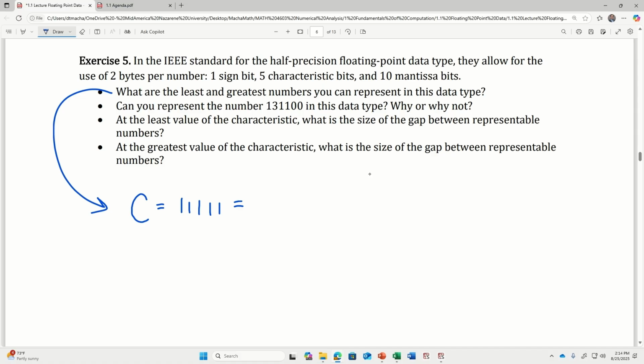In decimal, this would be 2 to the 0 power plus 2 to the 1 power plus 2 to the 2 power plus 2 to the 3 power plus 2 to the 4 power. Or I could have said 2 to the 5th minus 1, right? I could have said 31. So the largest I can possibly make my characteristic is the number 31. I get 10 mantissa bits. So let's talk about the mantissa.